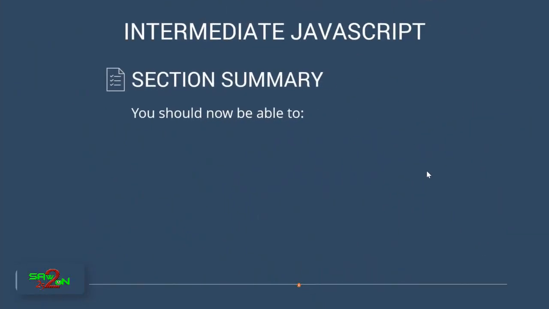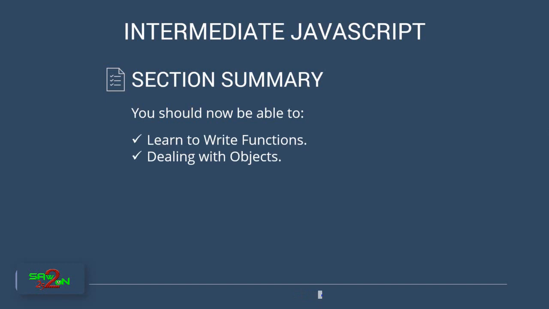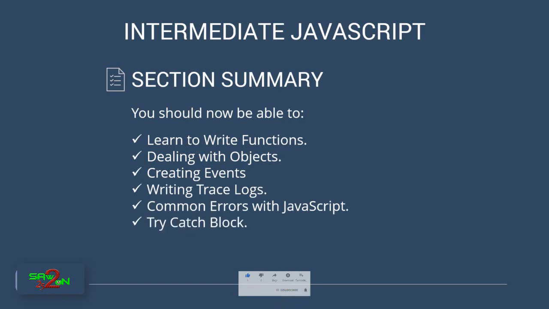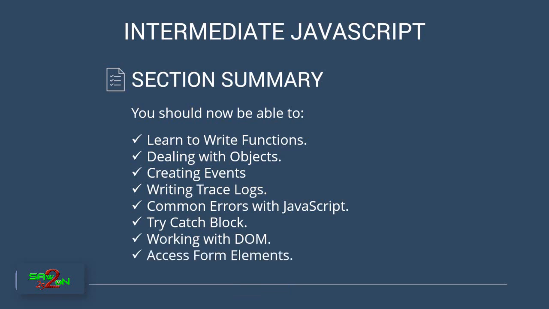Hello and welcome to the summary section for intermediate JavaScript. By now you should be able to write functions, deal with objects, create events, and write trace logs. You should know some of the common errors with JavaScript. You should know how to write a try-catch block. This is very important. You should understand how to write clean code with JavaScript. Then working with the DOM, how to access those elements, how to change and access field values, and how to access the form elements. So these are the things that we have covered in this section.